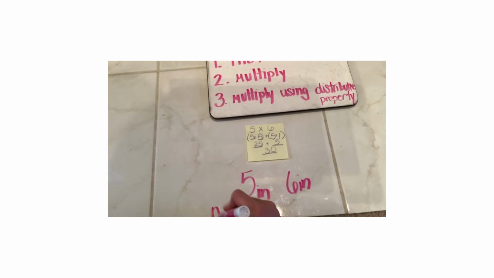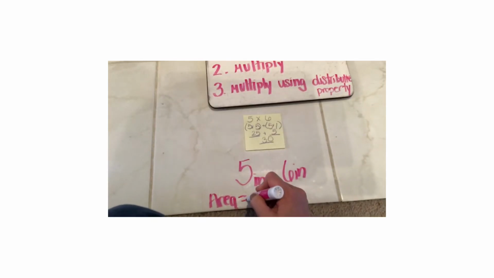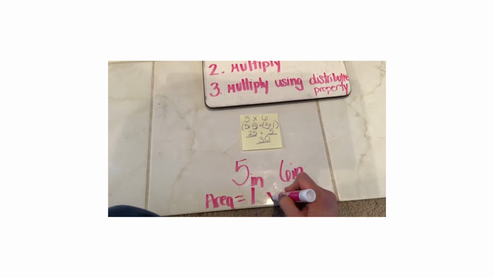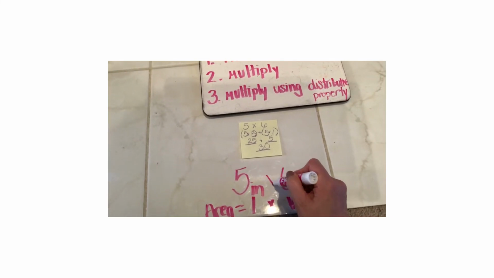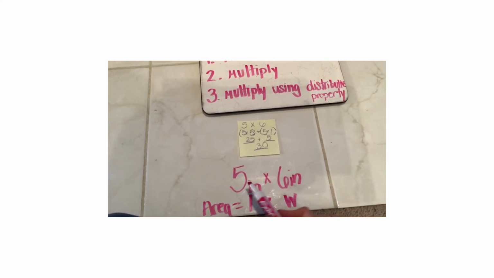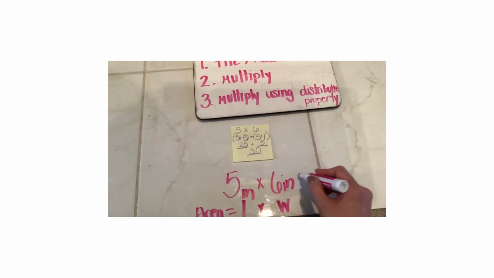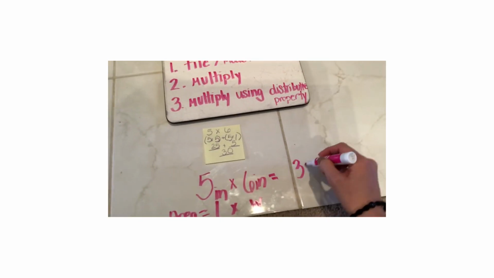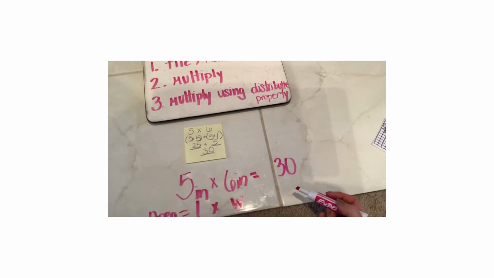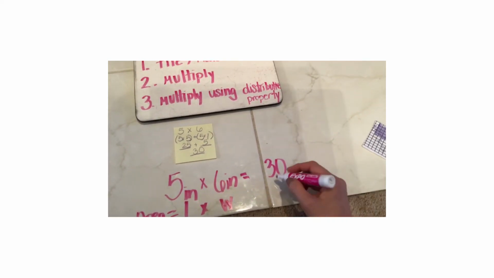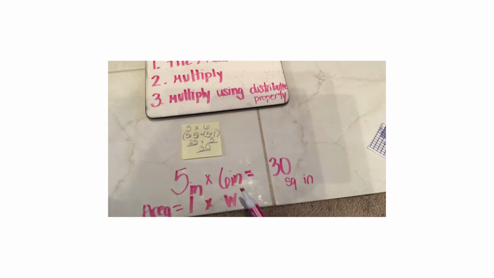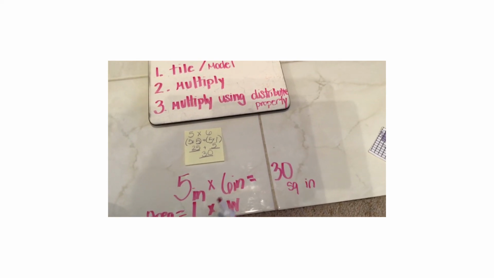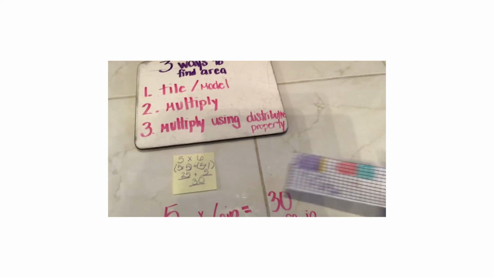Well, you know our formula. Area equals length times width. So I'm going to put my multiplication sign here, and 5 times 6 equals 30. Am I done? Nope, I need to label it. It's 30 square inches, because we know that we're working with inches. When we don't know our unit, we simply write the word unit.